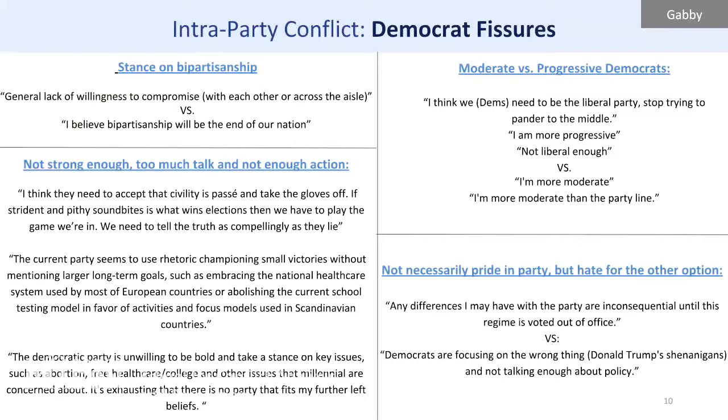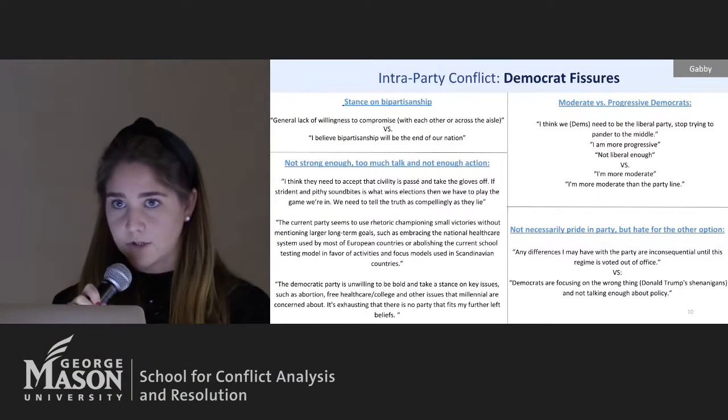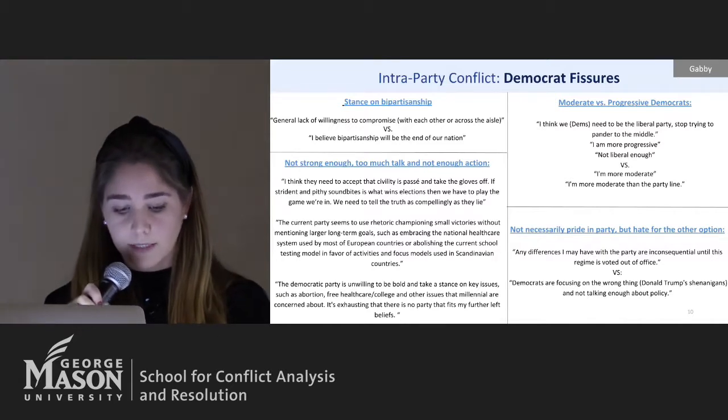And then we got a response quite the opposite from that in our survey that said, "I believe bipartisanship will be the end of our nation." So these are two very contradictory quotes that we received from our survey, which was interesting to supplement in our later data collection.